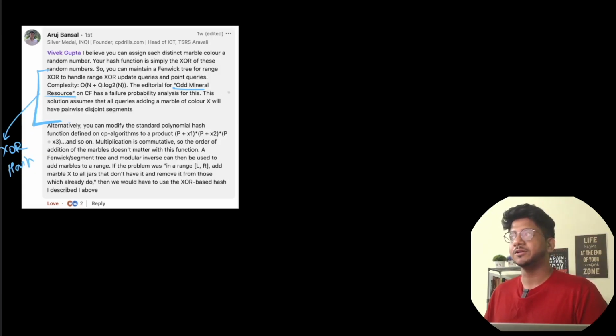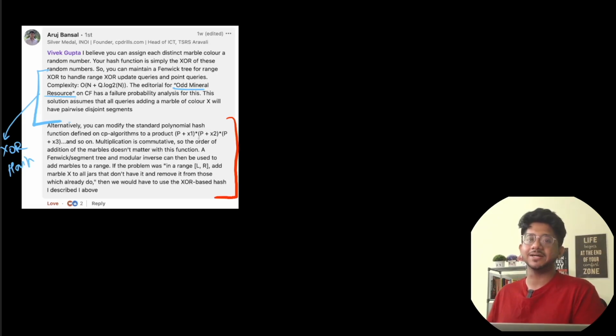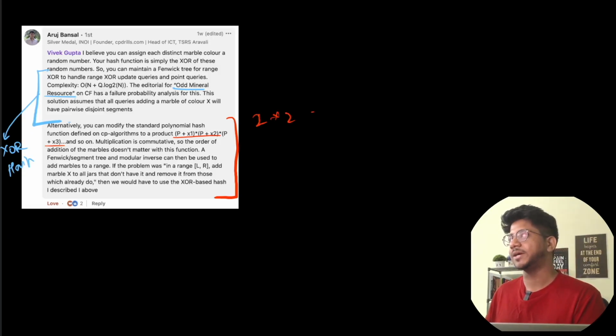So using over here, and again in this particular thing, he suggested another idea, which is like polynomial hash, where instead of making it polynomial, we just multiply. The problem with this multiplication kind of function is that the multiplications can become the same, right? 2 into 2 might become 4. There's a lot of chances of collision.